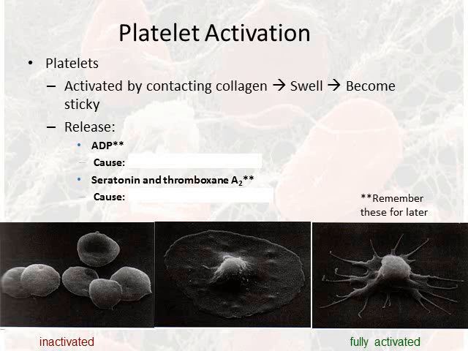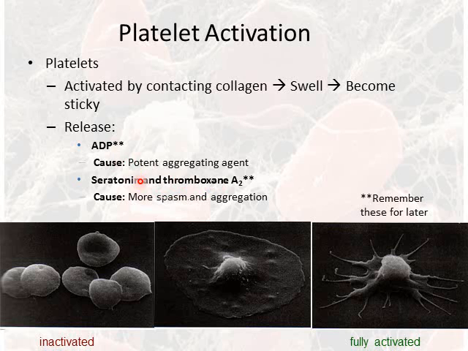Okay, so when they become activated, they release a couple chemicals. One chemical called ADP, adenosine diphosphate, causes other platelets to become activated and to come to the scene and aggregate in that area. And they also release serotonin and thromboxane A2. Both of these also cause aggregation of platelets as well as spasm of those blood vessels. You're going to want to remember these two later. Two very common drugs that deal with blood clotting act against those.